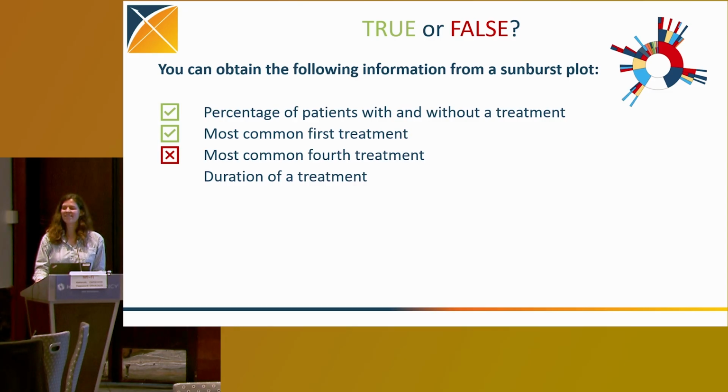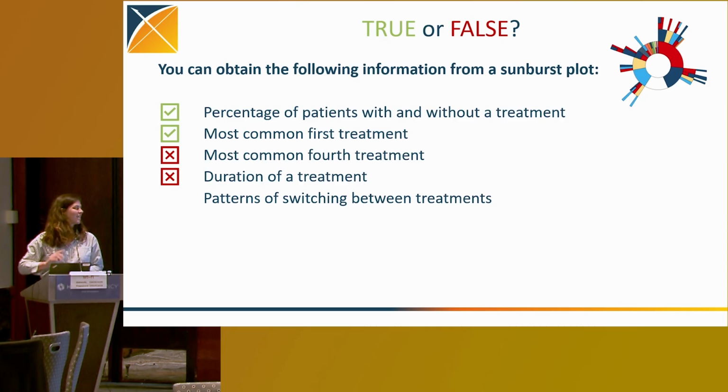Then the duration of a treatment. Is this something we can infer? False, yes. Thank you. This is the wrongest mistake you can probably make in this context. So I'm very happy with a good answer here. It's all about sequence and order and not about durations. Patterns of switching between treatments. Someone in the back. Can we learn this from the sunburst plot?